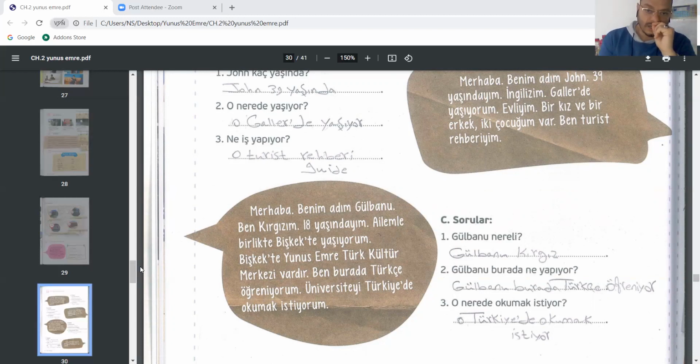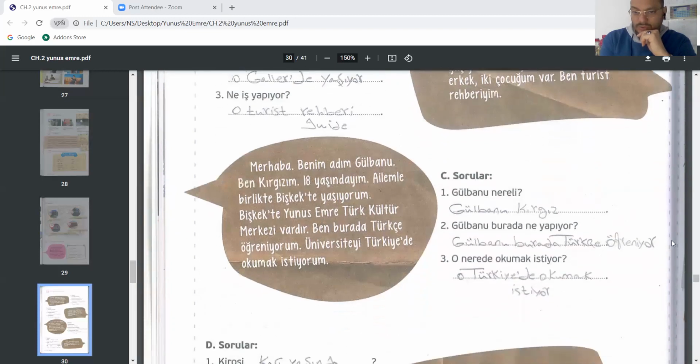Ben burada Türkçe öğreniyorum. Here I'm learning the Turkish language. Üniversitede Türkiye'de okumak istiyorum. I want to study at university at the Turkey. Gulbanu nereli? Gulbanu Kırgızlı. Gulbanu burada ne yapıyor? Gulbanu burada Türkçe öğreniyor. O nerede okumak istiyor? O Türkiye'de okumak istiyor.